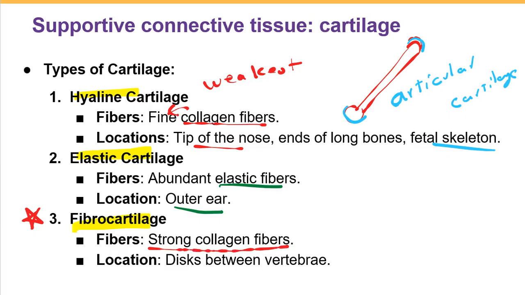As we mentioned before, collagen is the strongest type of fiber in our body, and in fibrocartilage we have many and many of these strong collagen fibers. Where can we find the fibrocartilage? You know, the disc between vertebrae.